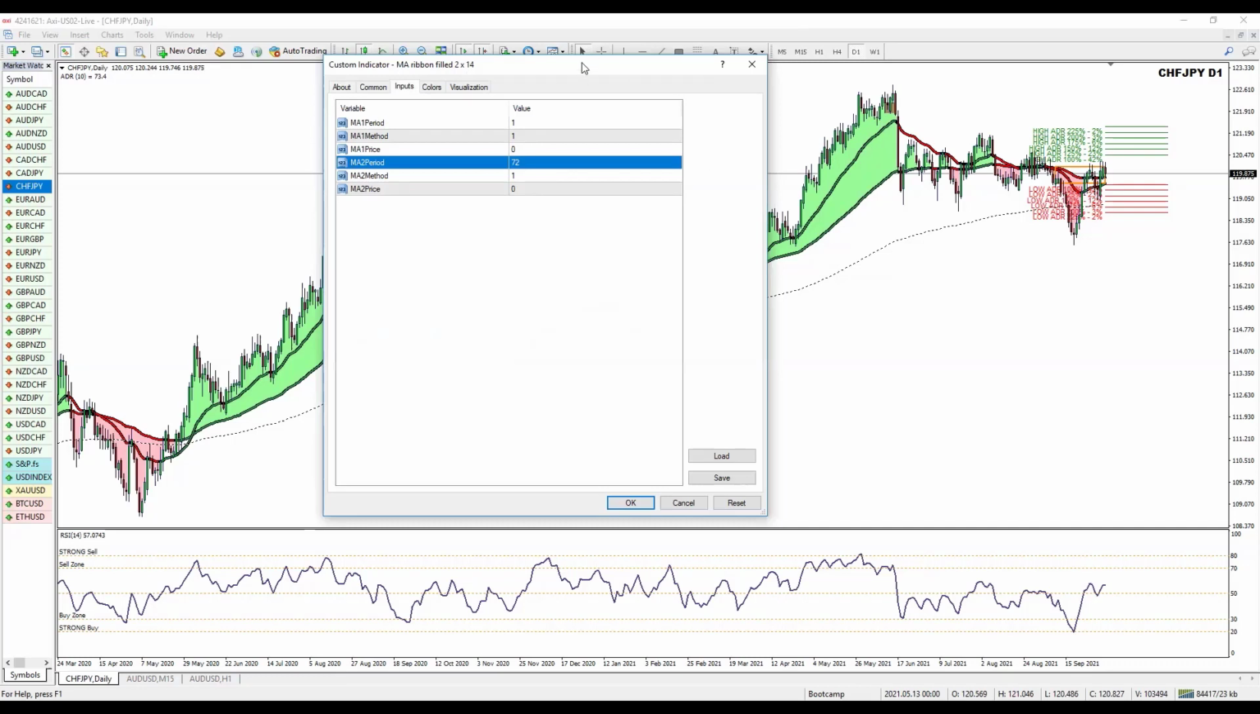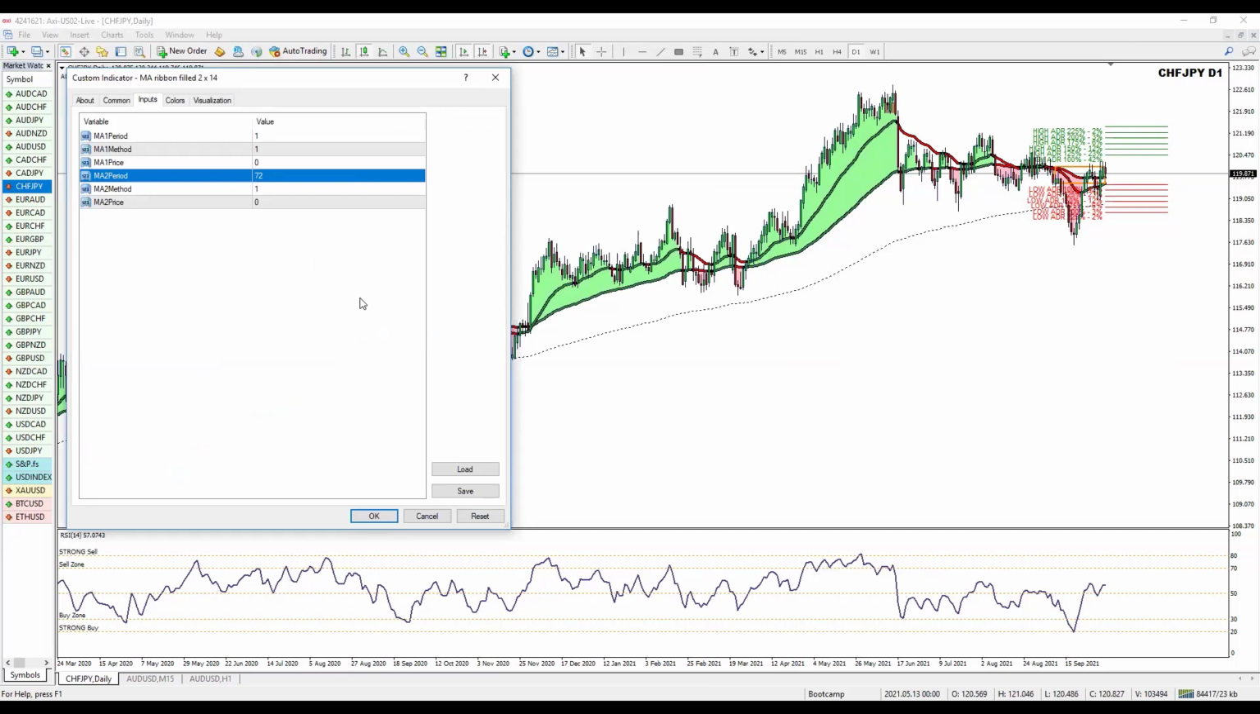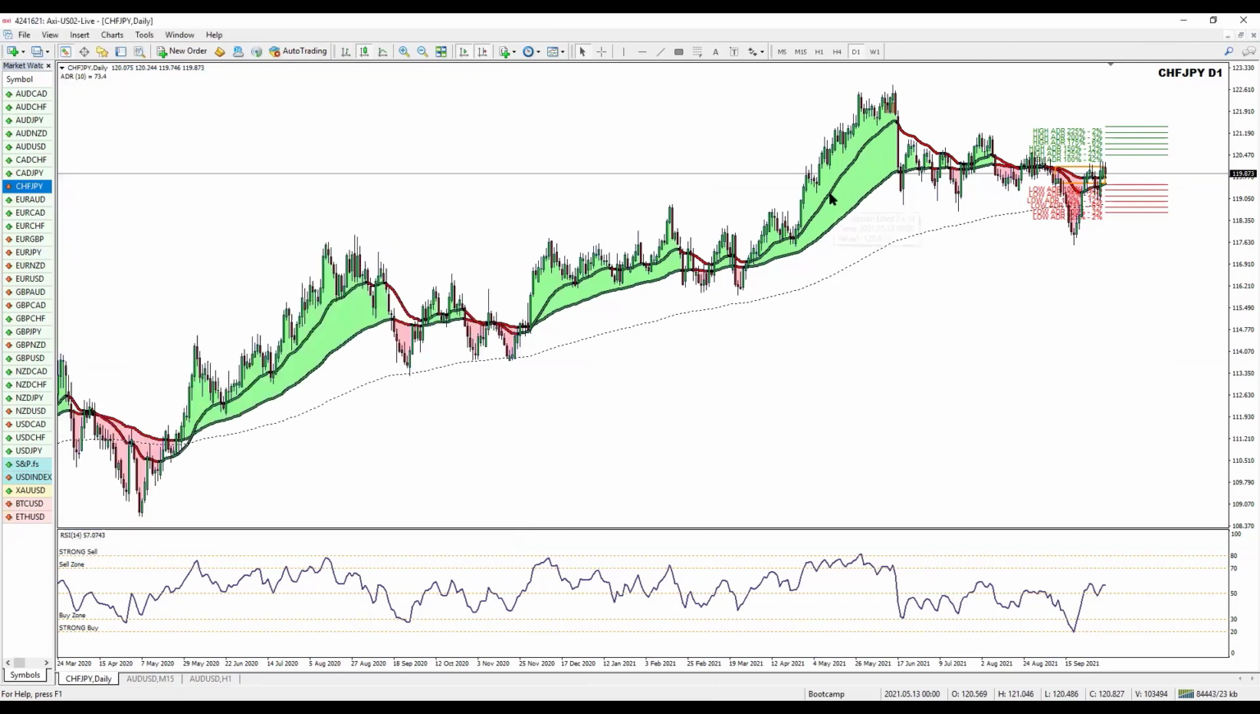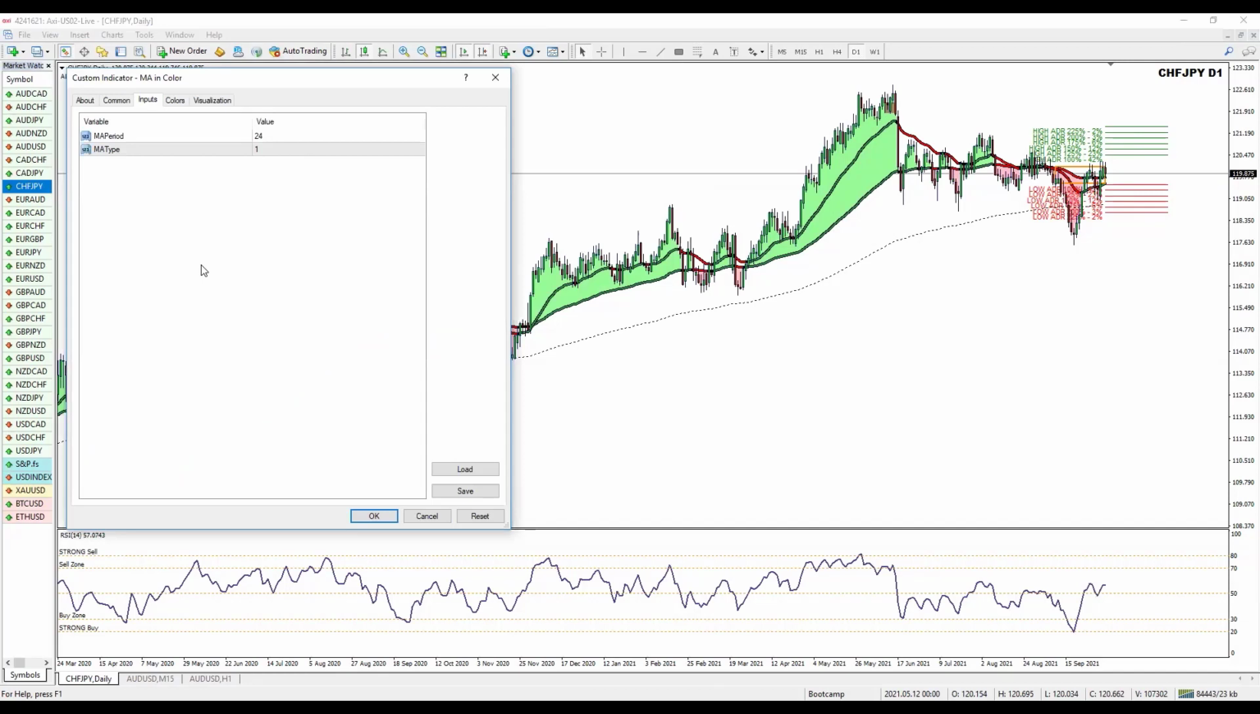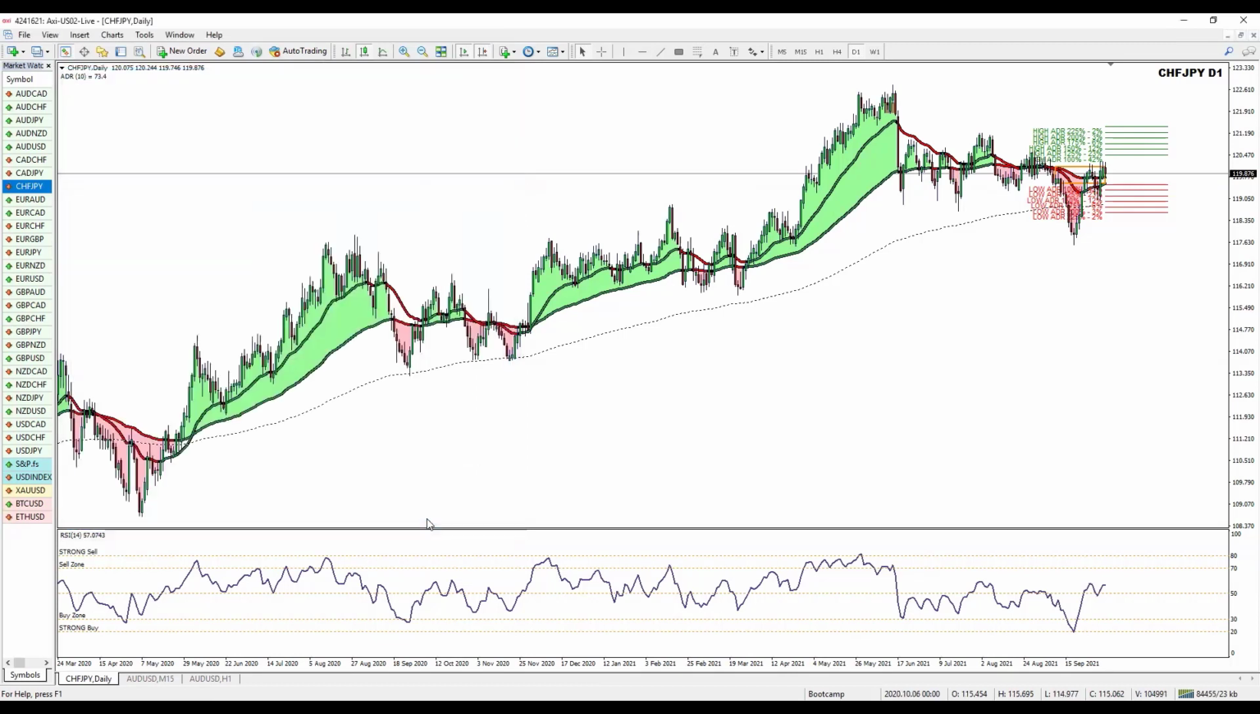I'll put these up on the screen now so you can take a screenshot of my settings. Or obviously in the replay, you can watch this again and take a screenshot. The bottom one is the 72, and the top one is the 24. So those are my settings for main color. This is on the daily chart.